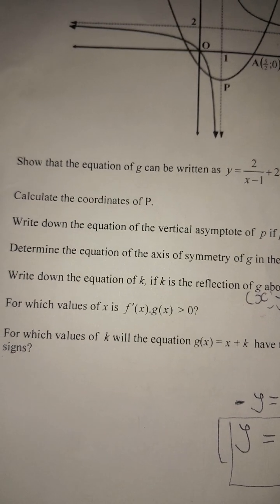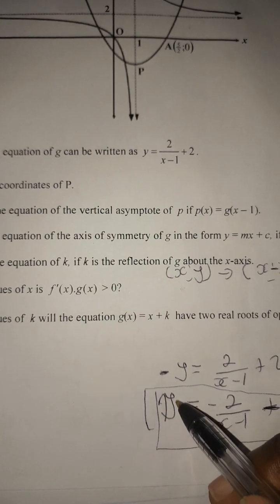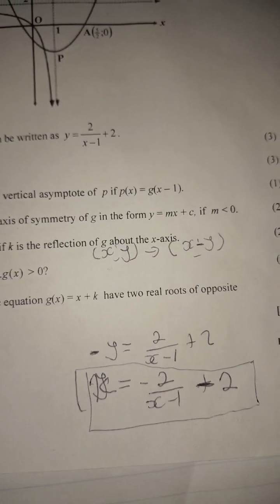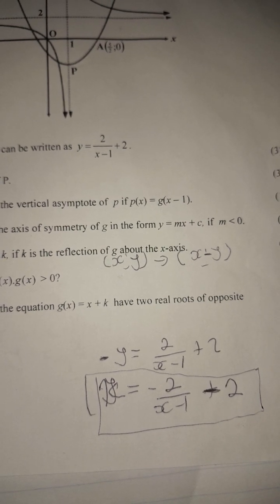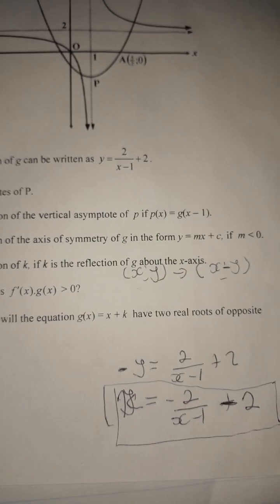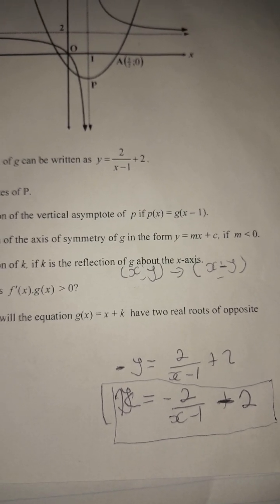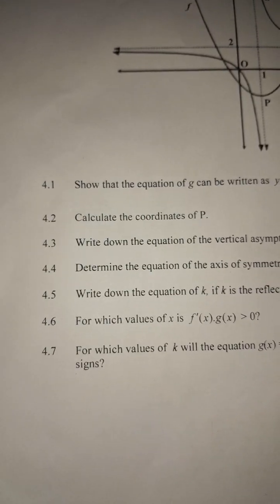So remember that they said write down the equation of k. So the equation of k will be k equals negative 2 divided by x minus 1 minus 2. So this is what is going to happen when you reflect about the x-axis. Remember that when you reflect about the x-axis, your y value becomes negative. Okay, I hope you're still together at 4.5.